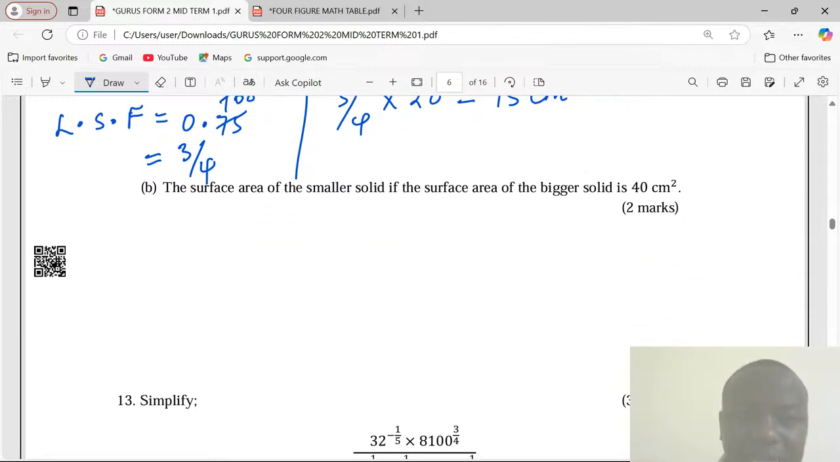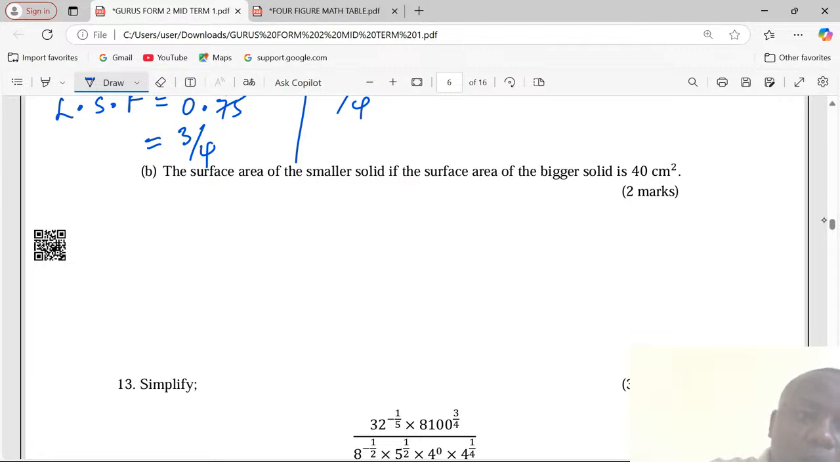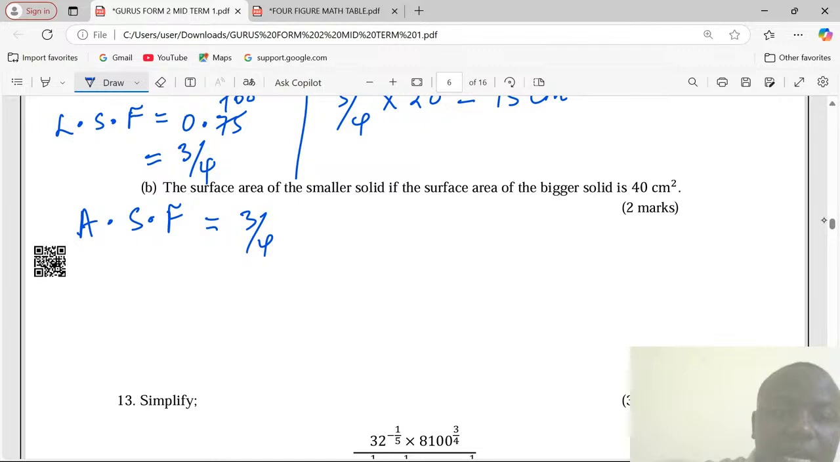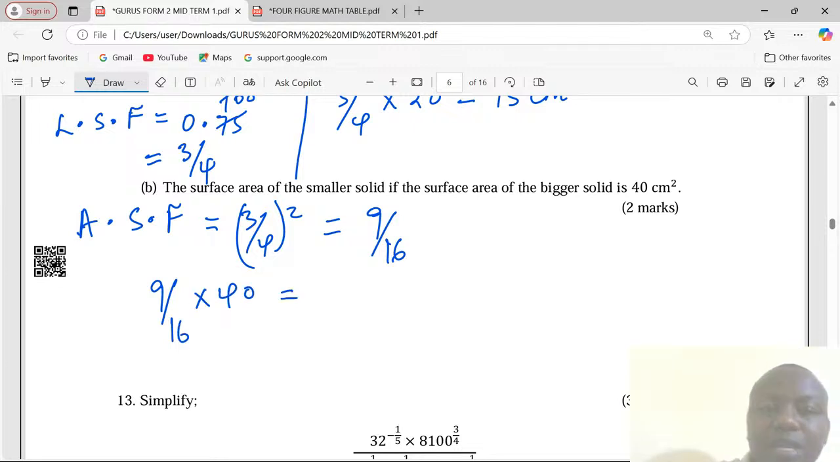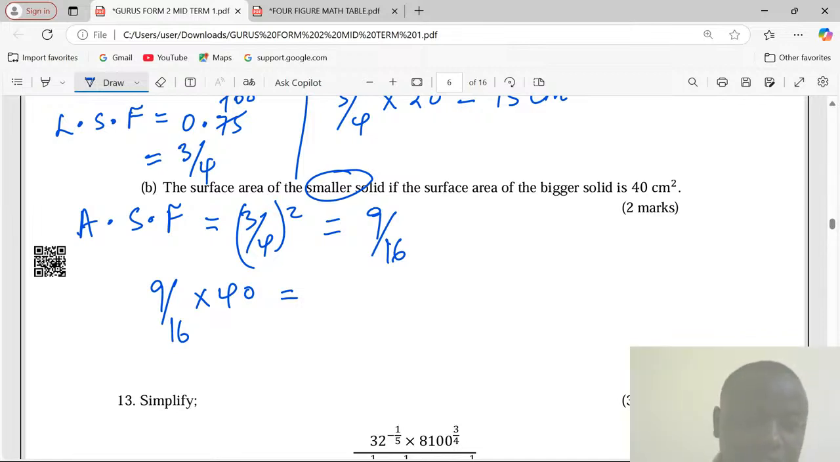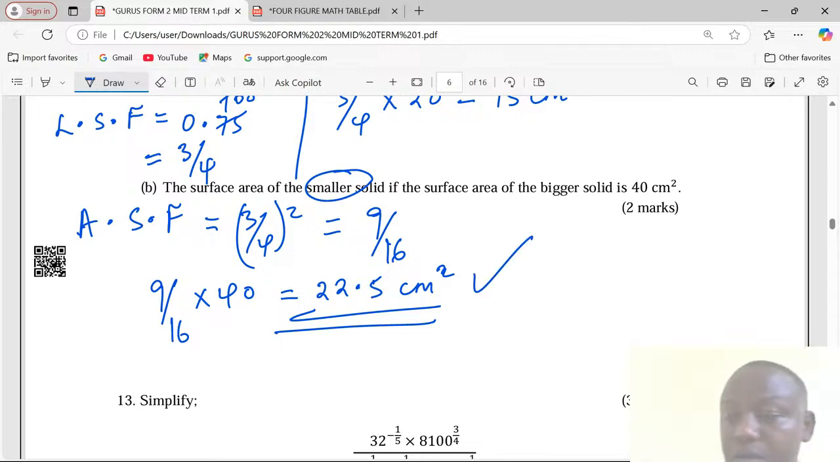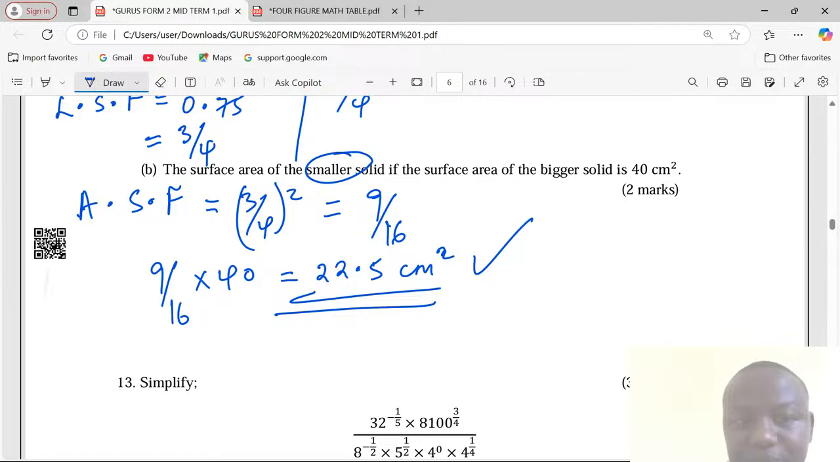Part B, find the surface area of the smaller solid if the surface area of the bigger is 40 square centimeters. We have to work out the area scale factor to relate areas. The area scale factor is the linear scale factor squared, which is 9 over 16. So 9 over 16 multiplied by 40, because we are finding the surface area of the smaller. This will give us 22.5 square centimeters. Number 13.